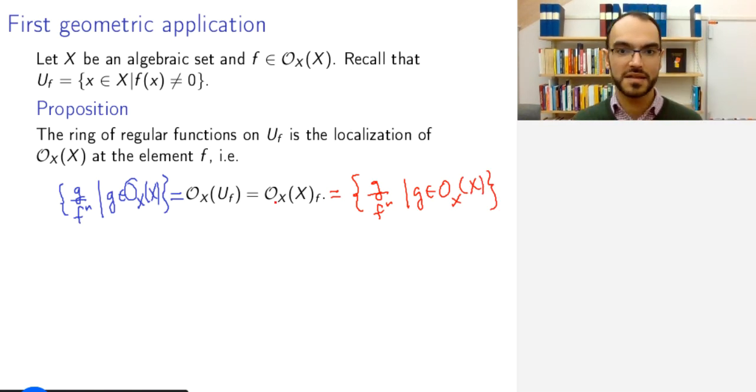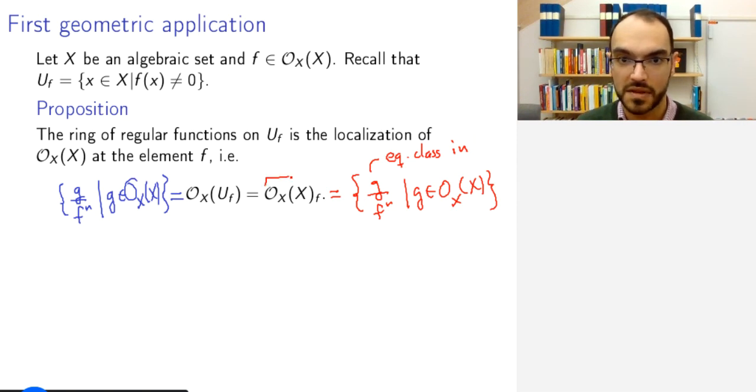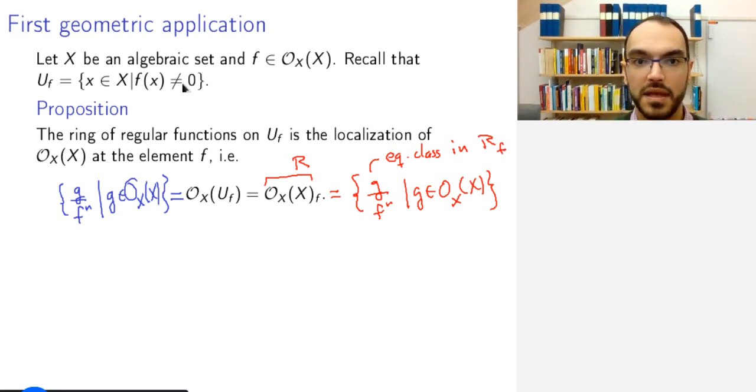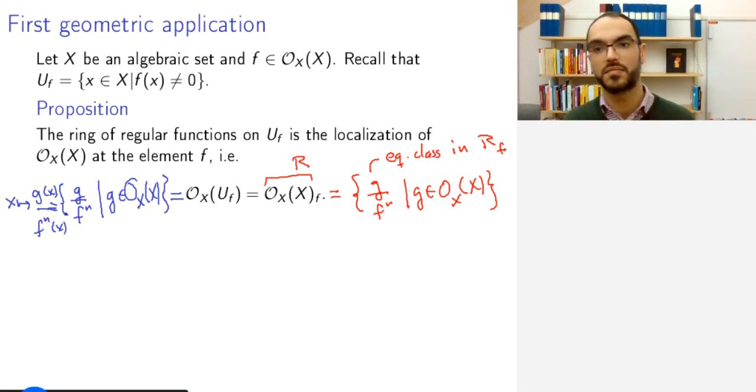So at first glance, it seems that, yes, obviously these are the same thing, so there is nothing to prove. But one has to be careful with what quotient means. Here, quotient means an equivalence class in the definition of localization. So in this, if I call this ring R, I am in R_f. Whereas here, this quotient is just the function that maps an element x to g(x) divided in the field by f^n(x).